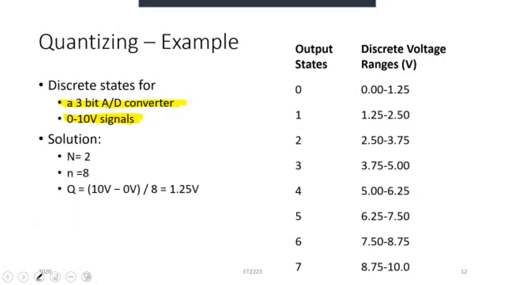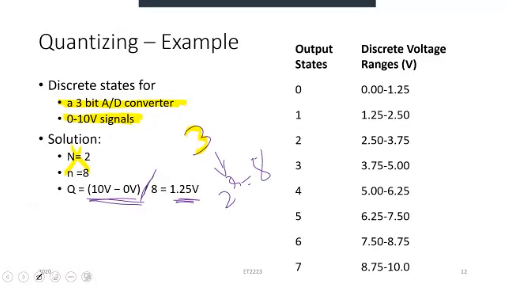With a 3-bit converter, these are slightly wrong, but the idea is we can have 3 bits. So 3 bits will give us 2 to the power 3, 8 states. So if we have 8 states, we will get the quantization range as this. We'll divide the quantization range by the possible number of states. So now what we will have is these 8 states.